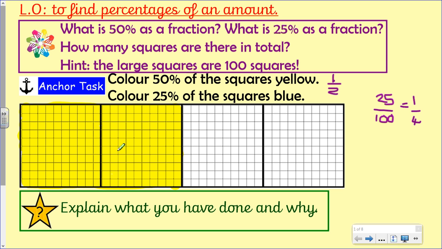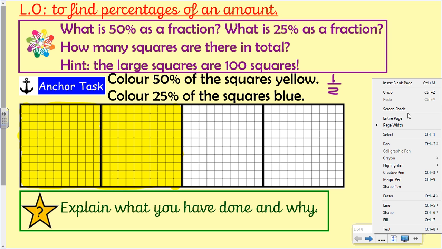50% is the same as 1/2. I've coloured half of the squares yellow. Hopefully you can see now why I said you don't have to worry about drawing out 100 little squares 4 times, okay? We've got 4 big squares, half of them there are yellow. Colour 25% of the squares blue.